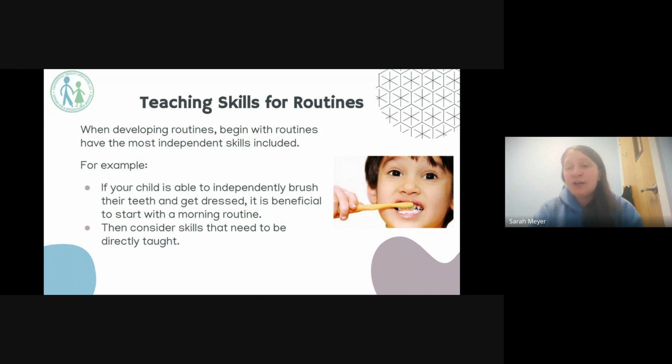And then again, we're going to consider those skills that need to be directly taught. For example, if there is going to be a new after school afternoon routine during school breaks, we're going to have to take into consideration that that routine is going to need to be directly taught and reviewed with the child, because it's going to be something that's different and unexpected.